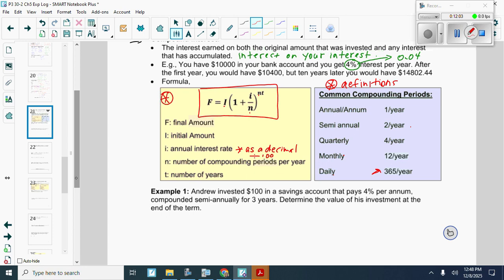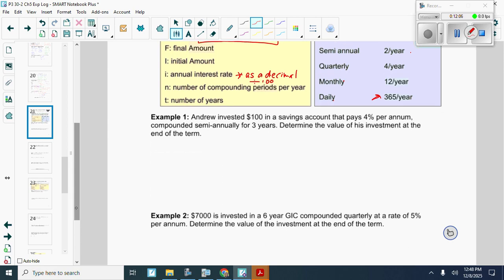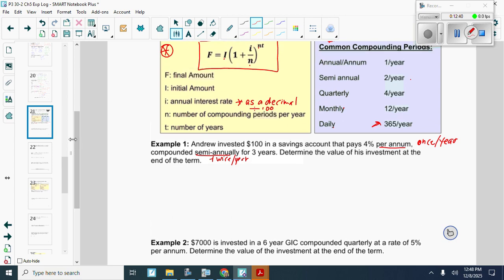All right, so here's how it works. Okay, example number 1. Andrew invested $100 in a savings account that pays 4% per annum. Okay, so that's just once a year. Okay, compounded semi-annually. Okay, that's twice per year for 3 years. Determine the value of his investment at the end of the term. So here's how I would like for you to do it. I want us to write out everything that we know and that we need. Okay, so the first thing you're going to do is you're going to write your formula over here.